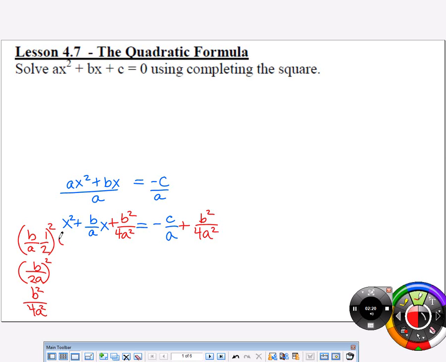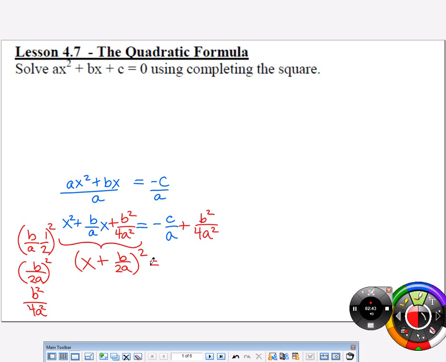Now, remember our purpose in completing the square. This should now factor as a perfect square. Okay, so it should factor as something squared. x would be the first term of the binomial. And then over here, it would have to be b over 2a, because if you square that, you would get b squared over 4a squared. So that's that side being factored.